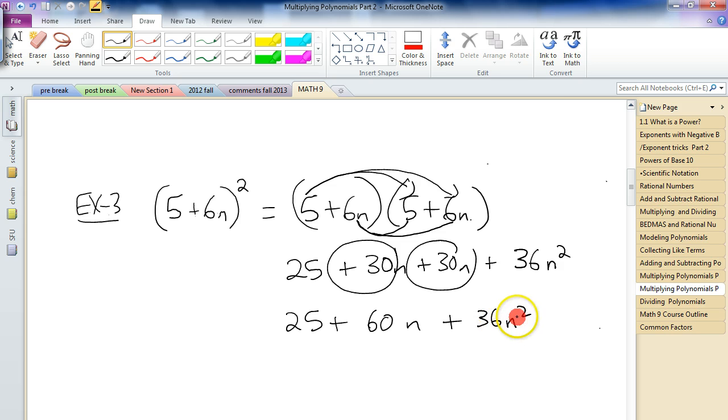Normally you write the one with the higher degree, the n squared, first. Doesn't really matter, it's not wrong, it's just better. 36n squared plus 60n plus 25. That's your answer. Now, looking here, could you have done that in one step down here without doing all this? Could you have got that from looking at that? It's the same thing in the questions above. Have you seen a pattern? Have you found a pattern?